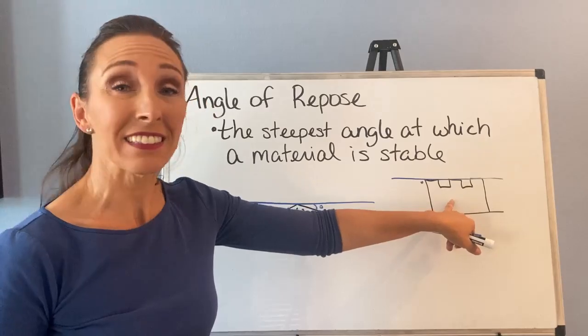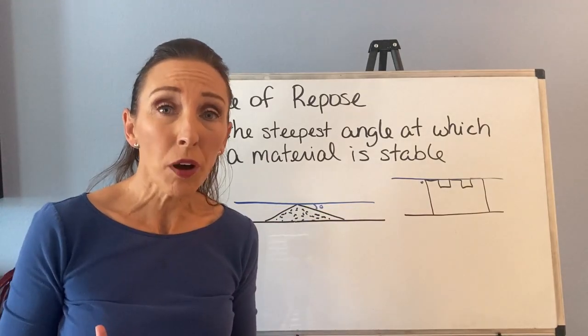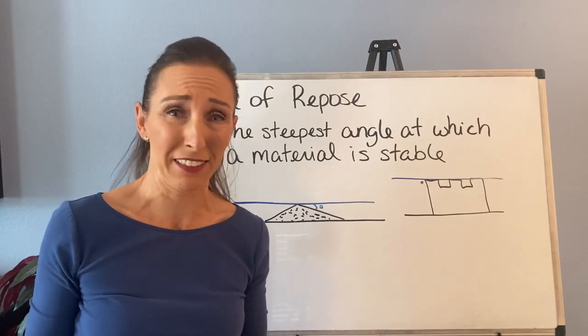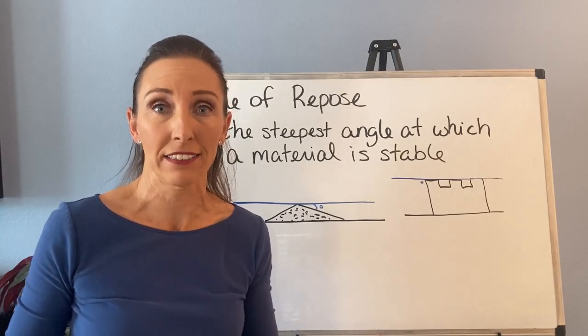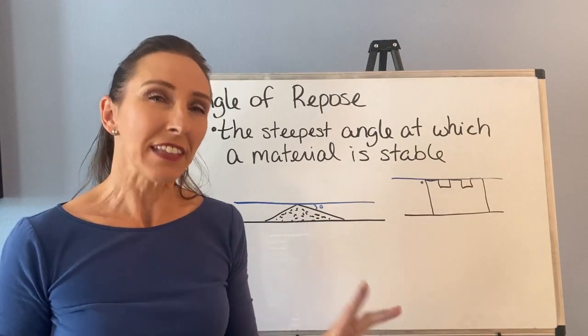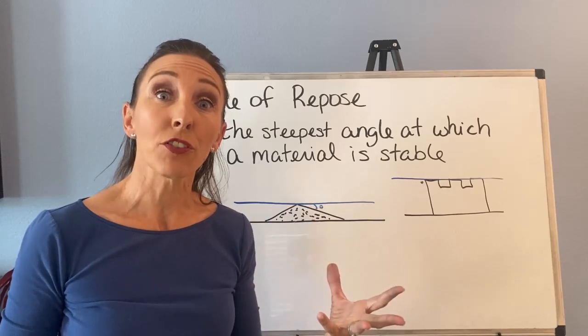If I were to take this same sand and add a ton more water, that sand just turns into a big mess and its angle of repose is basically 0, right? It's just like flat, it just slides out everywhere. So water is a really big factor in it. The second thing that we have to think about is the size of the grains.